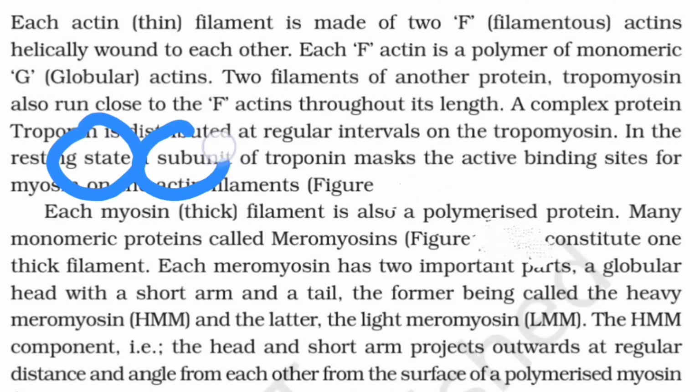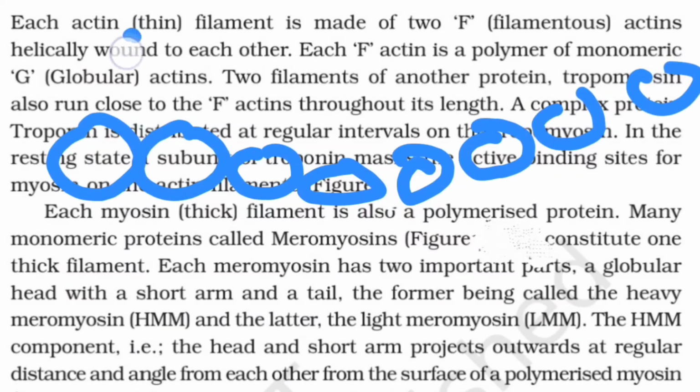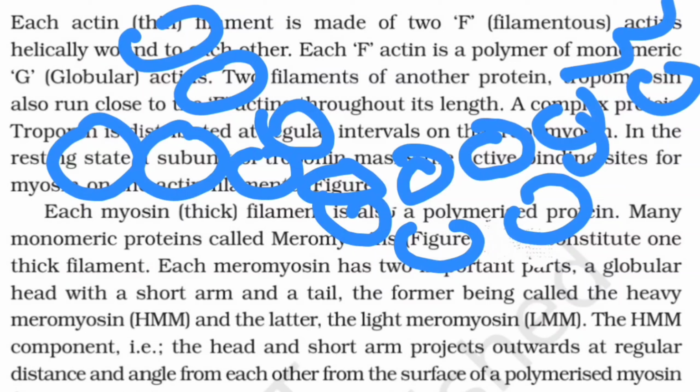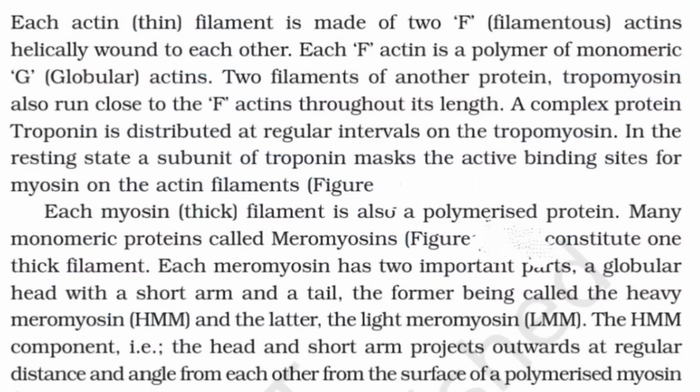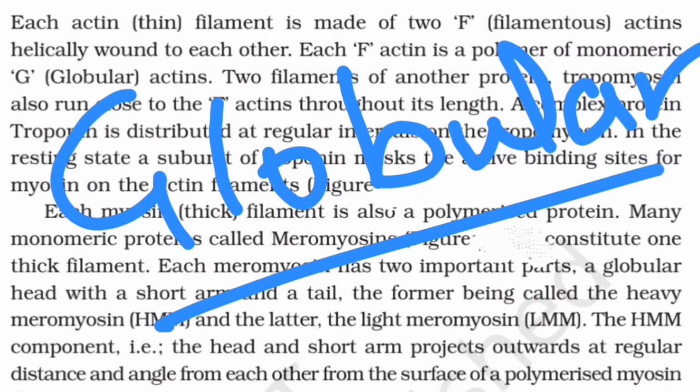I'll be drawing again in this direction, and here again the other one. I'm not very good at diagrams at all. So this is my G. Again, each F actin is a polymer of monomeric G actin, and the G means globular. G means globular actin.